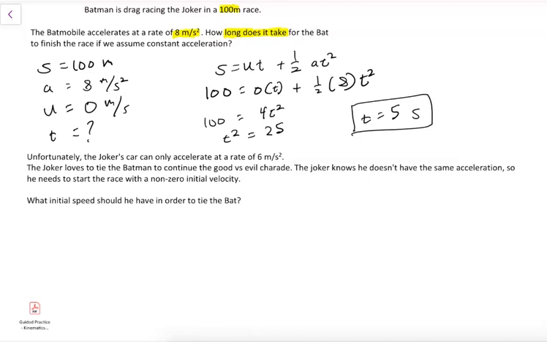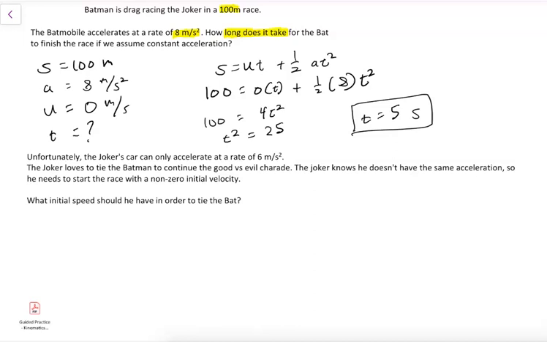So unfortunately, the Joker's car can only accelerate at a rate of 6 meters per second squared. The Joker loves to tie the Batman to continue the good versus evil charade, and the Joker knows he doesn't have the same acceleration, so he needs to start the race with a non-zero initial velocity. What initial speed should he have in order to tie the Bat?